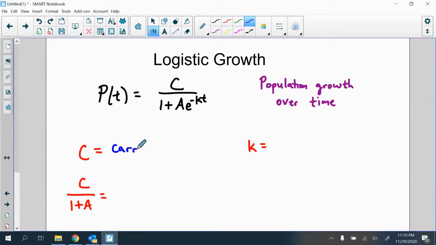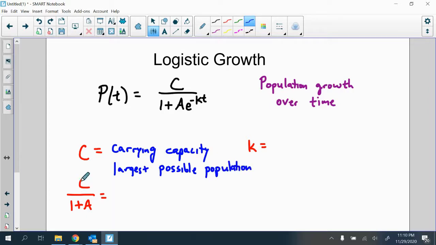C represents the carrying capacity. So the carrying capacity is the largest possible population. C over 1 plus A represents the initial population. And that makes sense because when t equals 0, what happens to e to the negative kt? That would become 1. So C over 1 plus A is what would happen if t was equal to 0.